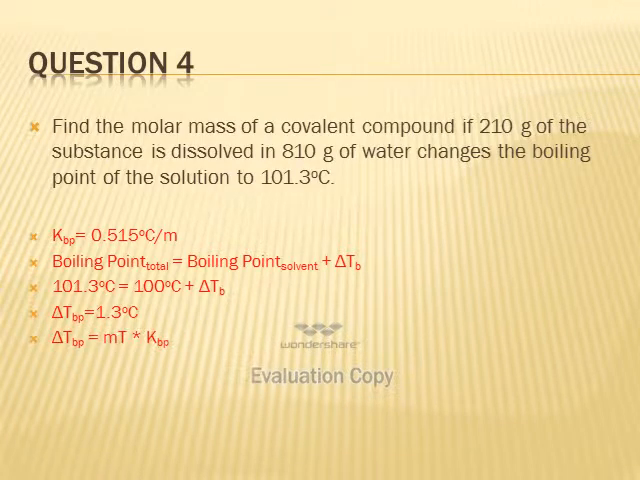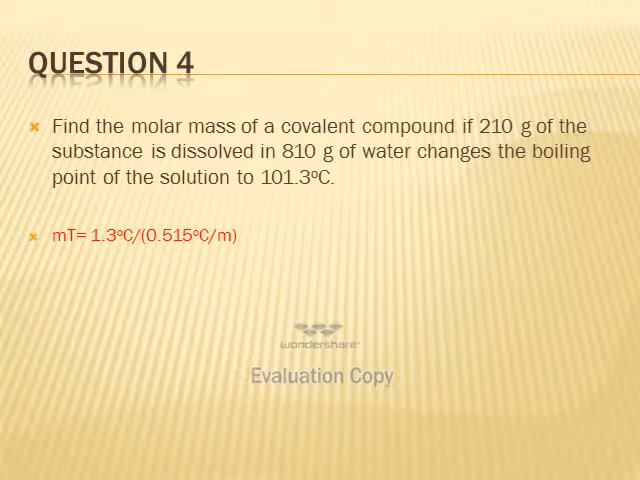From the equation delta T_bp equals m times K_bp, we are able to calculate m, because we are given the values of two other variables. After rearranging the equation, we should get a value of 2.52 molality. For every 1 kilogram of water, 2.52 moles of the compound dissolve.